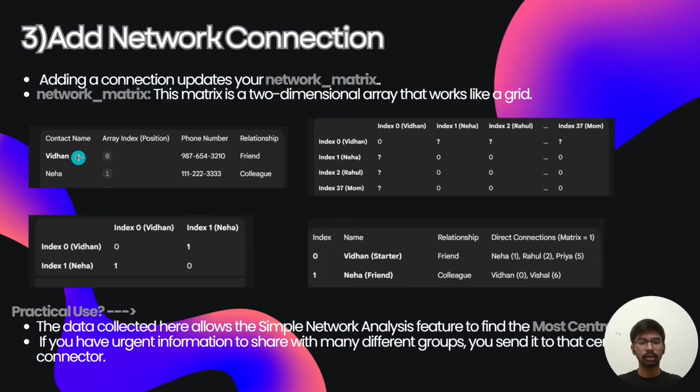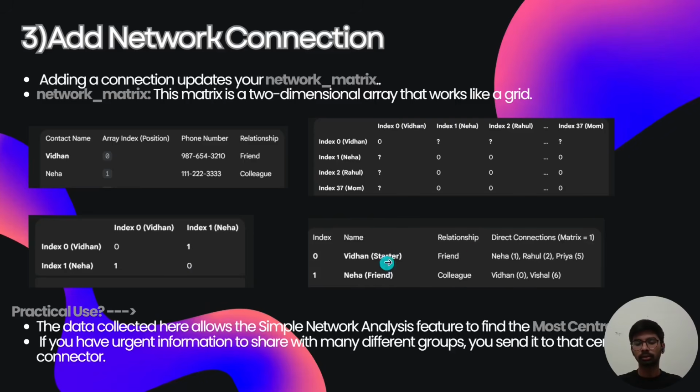Once the user enters Vidhan, index 1 will be updated with 0. Neha, index 1 will be updated with 1. Now these are the two indexes where the rows and columns of both Neha and Vedant match. So these are initially 0. After the feature has been coded successfully, they will be transformed to 1.